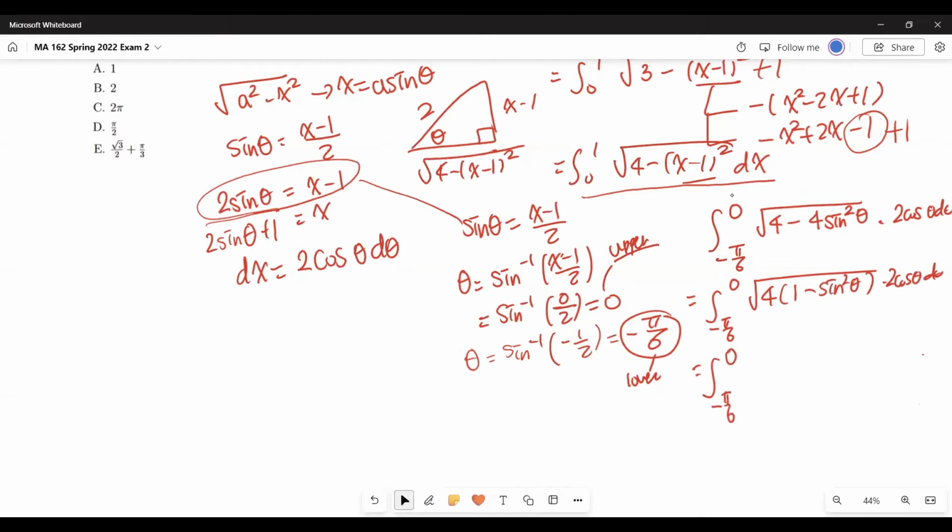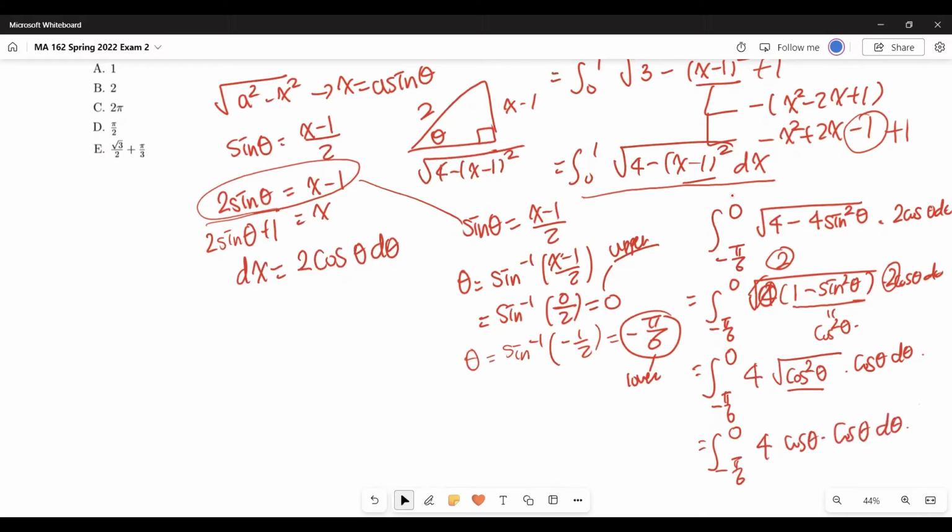Negative pi over 6 to 0. The square root of 4 can come out as 2, so this is just 2, and then we also have 2 in front of the cosine, so this is just 4. So 4, and then 1 minus sine squared theta is the same as cosine squared theta. So this is 4 times the square root of cosine squared theta, times cosine theta d theta. Negative pi over 6 to 0, 4, this is just cosine theta times cosine theta d theta. So this is just the integral from negative pi over 6 to 0 of 4 cosine squared theta d theta.